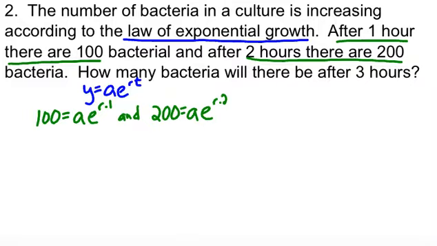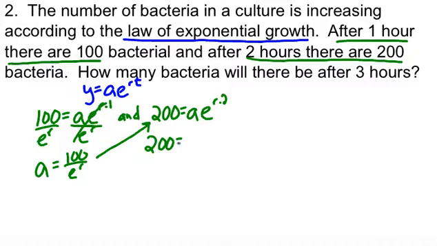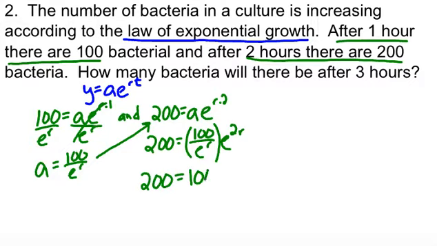So in this first equation, I am going to solve for a. To solve for a, I'm just going to divide both sides by e to the r. That'll make these cancel out, so I get a equals 100 over e to the r. Now, I'm going to take that and plug it into this equation. So I get 200 equals, instead of a, I'm plugging in 100 over e to the r, times e to the 2r. Now I have e to the 2r on top and e to the r on bottom, so remember you can subtract your exponents when one's on top and one's on the bottom. So that's just going to give me e to the r.